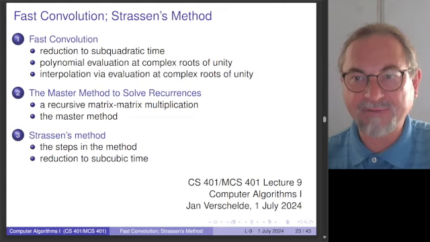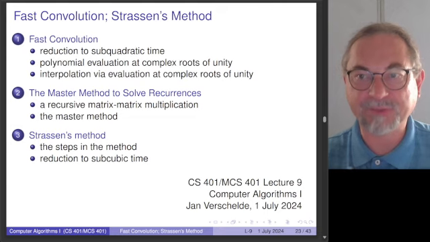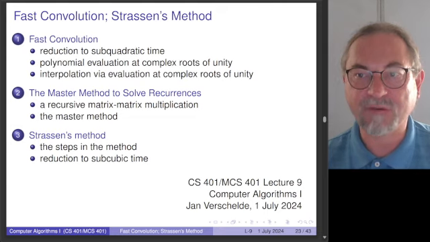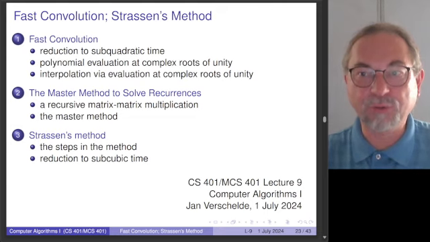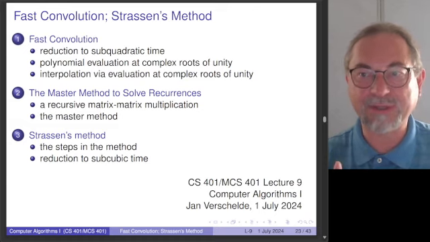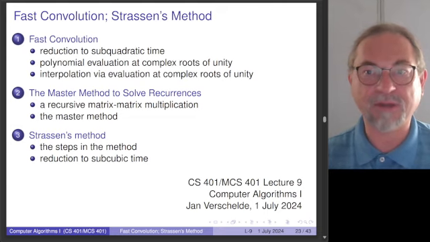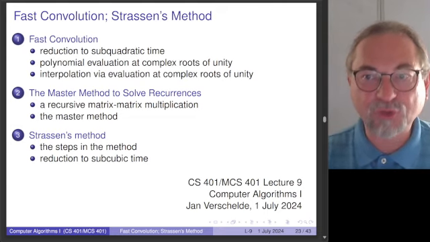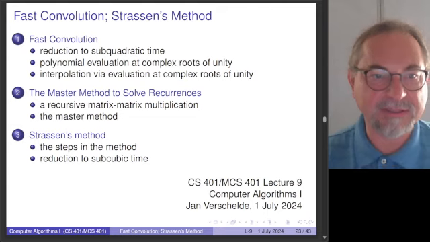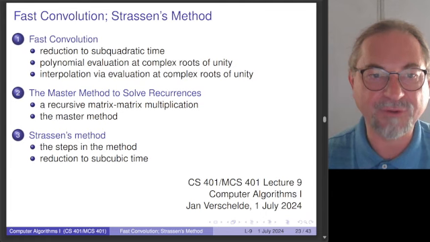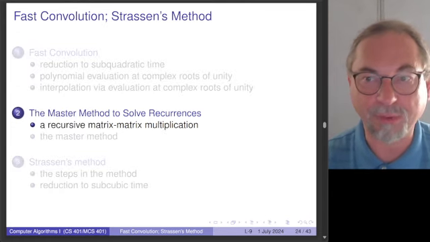In the second half of this lecture, we're going to reduce from cubic time, the straightforward algorithm, to multiply two matrices of size n. We're going to reduce this to n to some power that lies between 2 and 3. So that's the subcubic time. For that, we need the master method to solve recurrences. And this is where we are going to start. But let me first go to the problem.